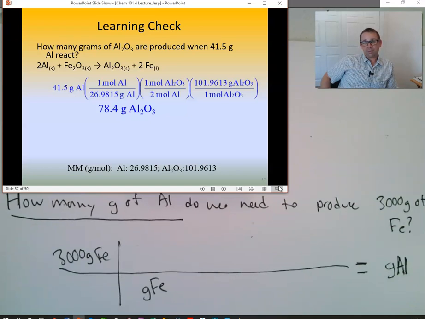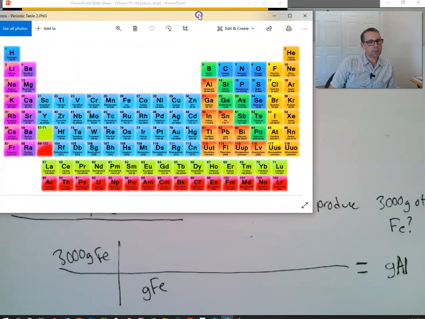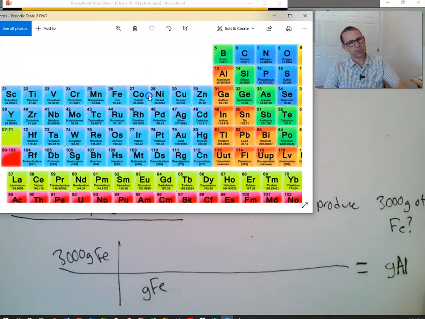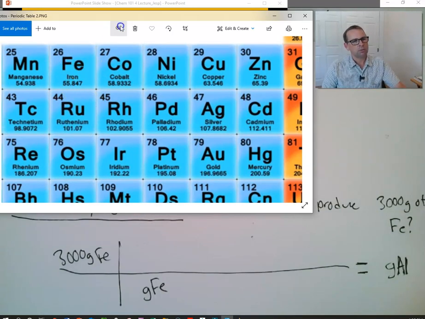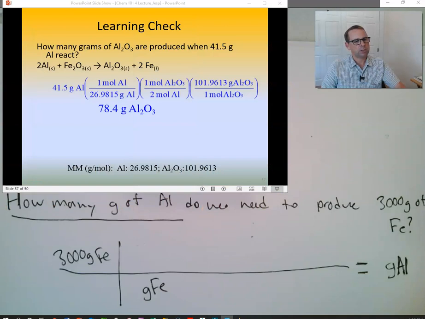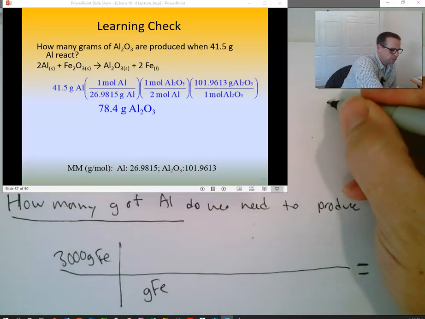Does it give us any... oh, that's all the information we have, right? Yeah, it doesn't give any information for the iron. Here, we have to pull up our periodic table. Let's see if we can see it on there. There's iron. It says 55.847. Now, how are we going to use that 55.847?